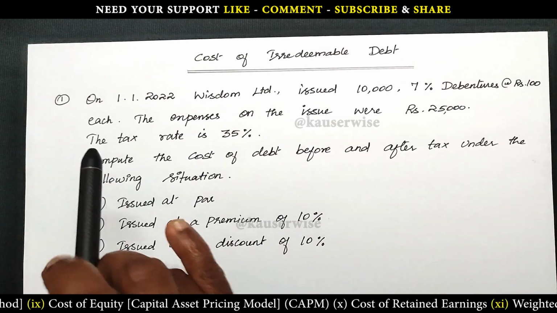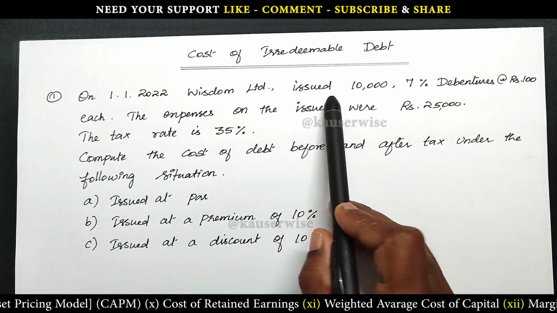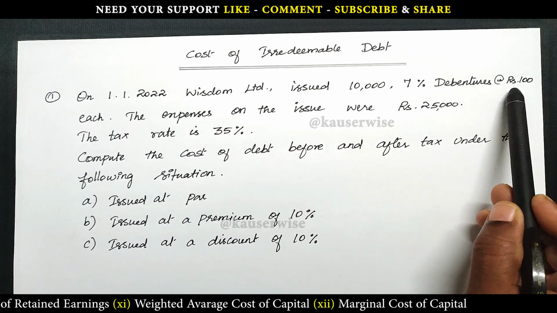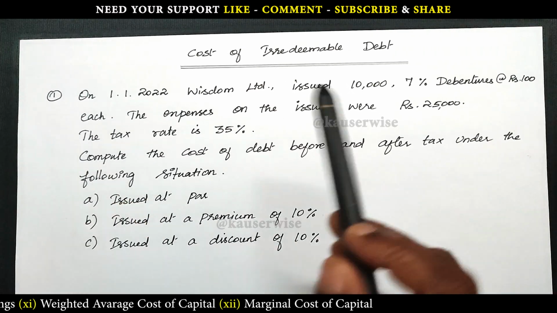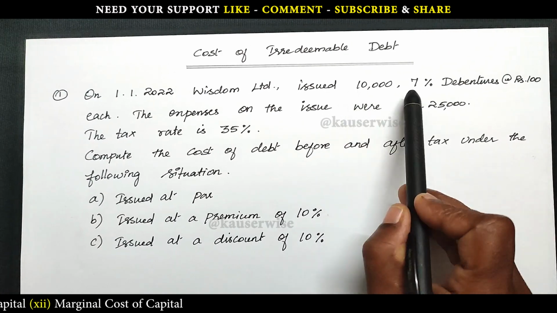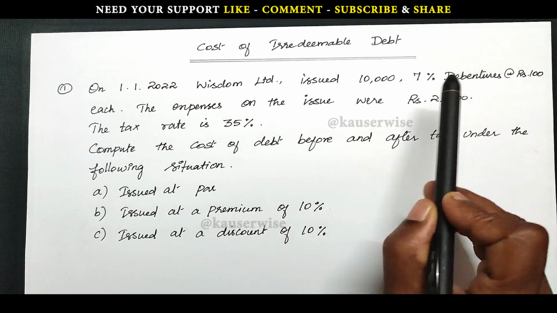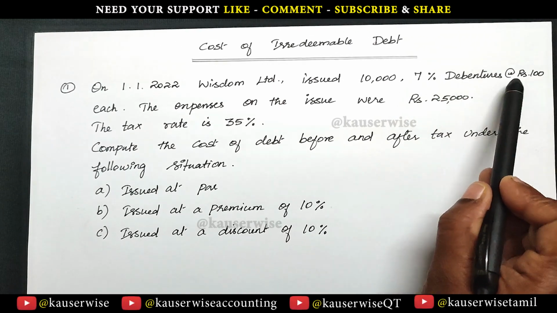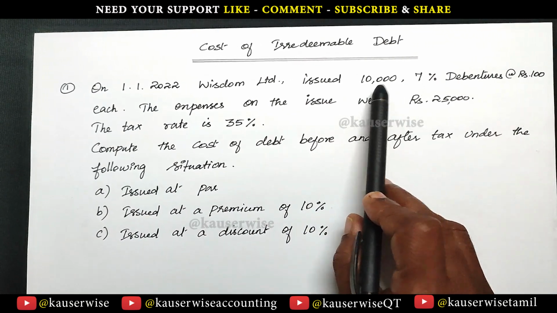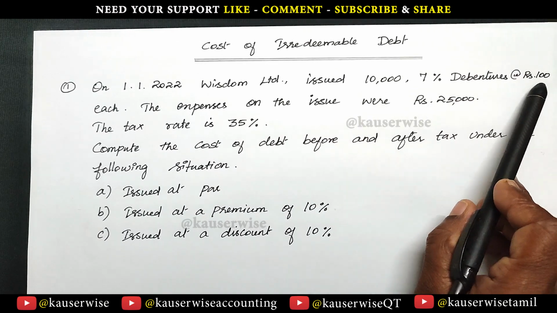See the problem. On 1st January 2022, Wisdom Limited issued 10,000 7% debentures at rupees 100 each. So how many debentures? 10,000 debentures. And this percentage refers to interest on debentures. So each debenture costs 100 rupees. So the total debenture value is 10,000 into 100, 10 lakhs.